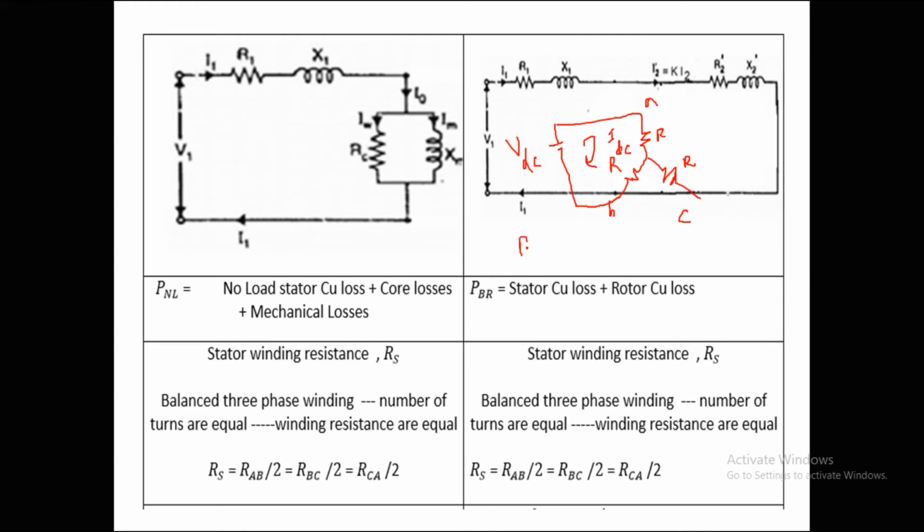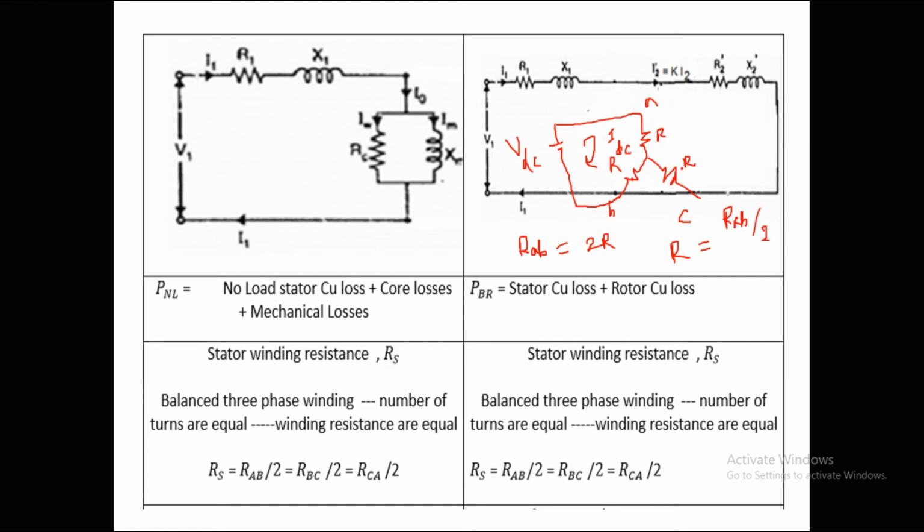So the total resistance across terminals AB is just the combination of these two resistances. R plus R is 2R. So the value of R is the total resistance, that is RAB, divided by 2.